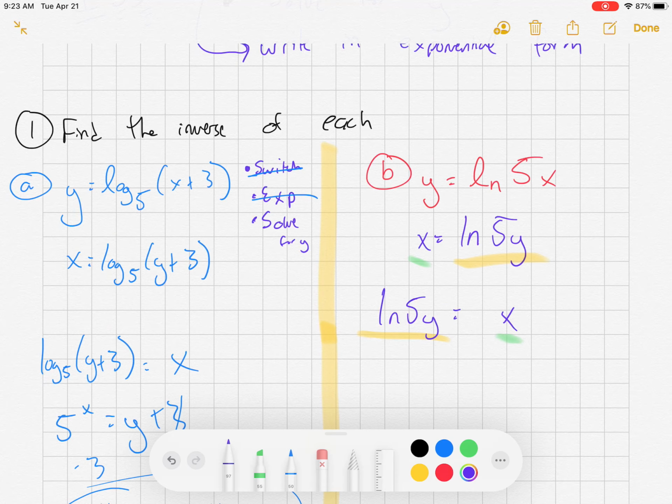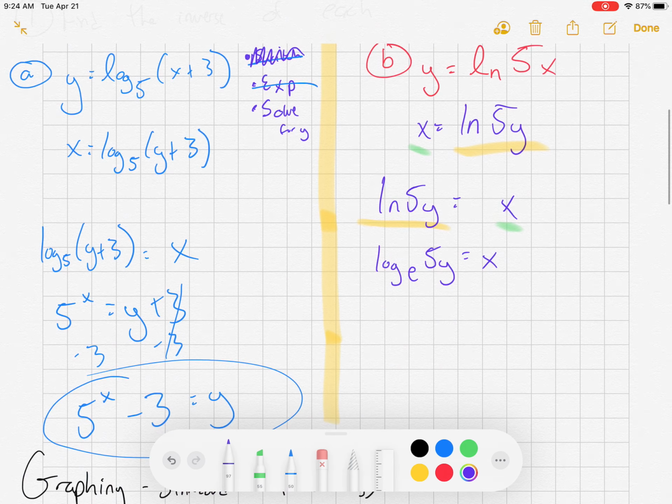Now, some of you might be thinking, what the heck is that ln? I've never seen an ln before. Remember, ln is like log natural, a natural log. The base for ln is e. That's something I would have had you chant in your head: the base of ln is e. So ln is the same as log base e of 5y equals x.